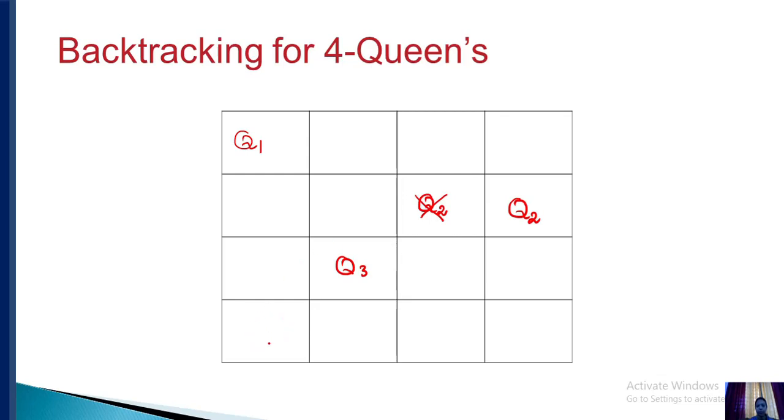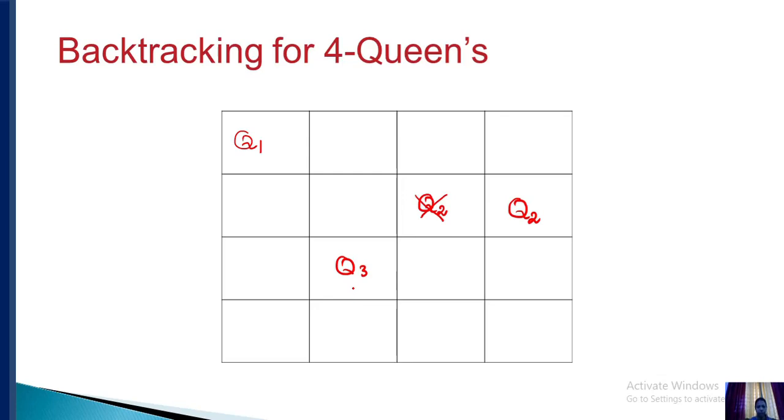If I place the fourth queen in this place, it will clash with the first queen vertically. Here, if I place the fourth queen in this cell, it will vertically clash with the third queen. Here, if I place it, it will diagonally clash with the third queen, and if I place the fourth queen in this place, again it will vertically clash with the second queen. So again we don't have any solution to place the fourth queen. According to the algorithm, we have to backtrack.